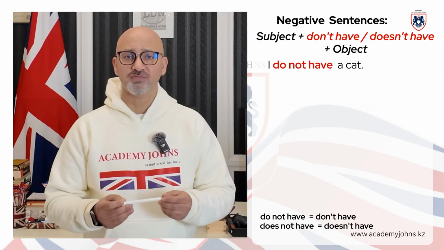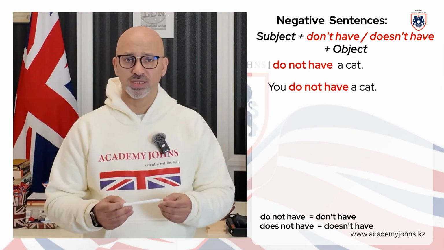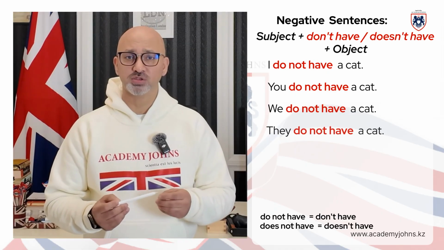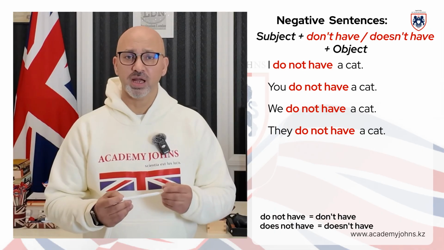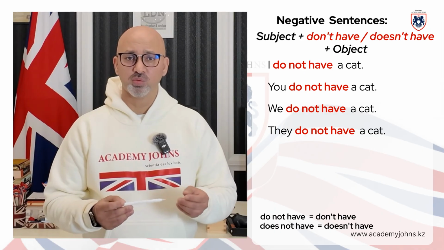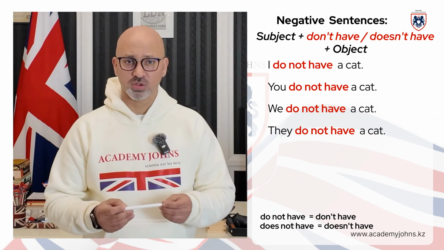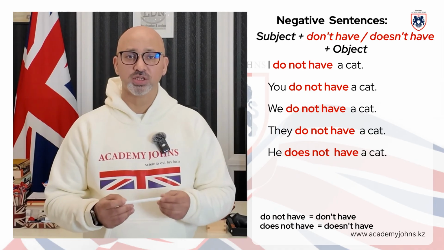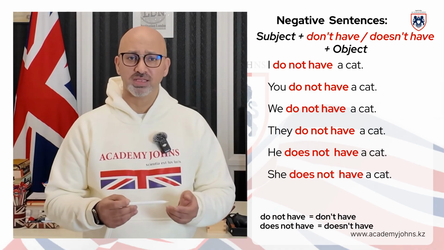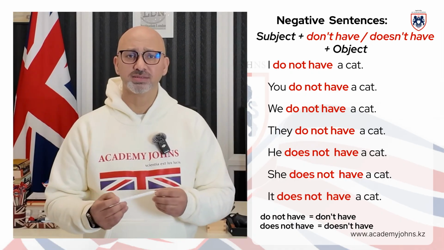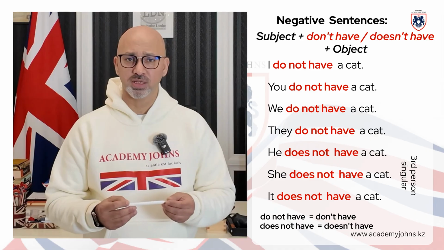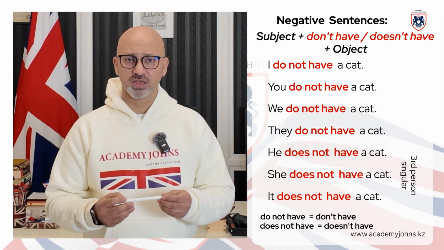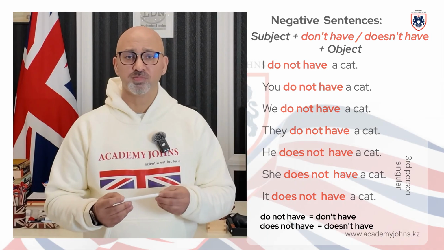We are now making some sentences. I do not have a cat. You do not have a cat. We do not have a cat. They do not have a cat. Now, for he, she, or it, we use does not have, so the sentences are: He does not have a cat. She does not have a cat. It does not have a cat. Remember, for he, she, it, we have to follow the third person singular rule and use does not have only.